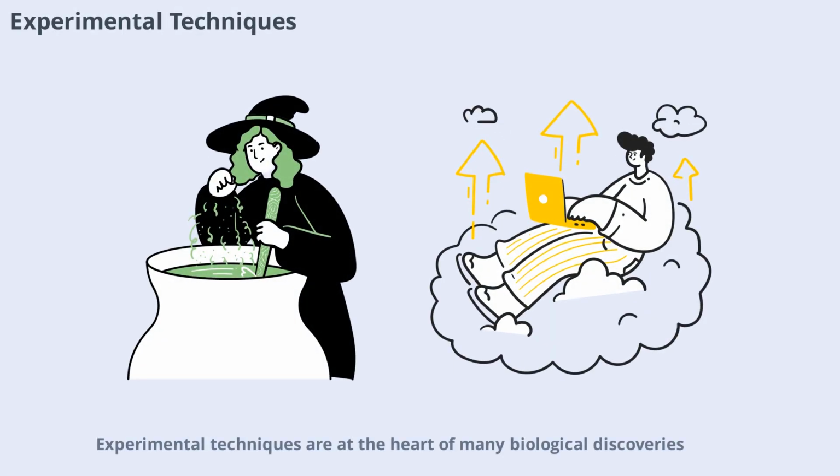Experimental techniques are at the heart of many biological discoveries. In controlled experiments, researchers manipulate one or more variables to observe their effects on a biological system. This approach allows scientists to establish cause and effect relationships, which are essential for understanding complex processes.